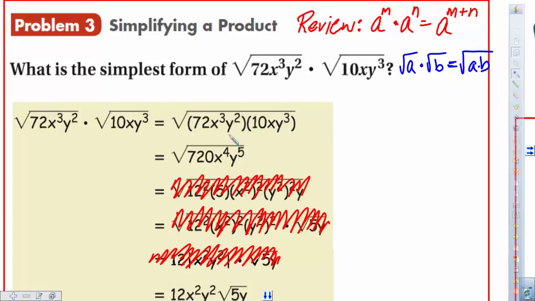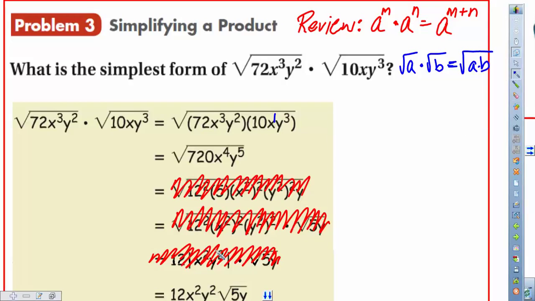Now, the reason why they end up with x to the fourth and y to the fifth is because of that review property that you see right there in red, right? Remember, when you have the same base, you can take the two exponents and add those together. What's going on right there when you have x to the third times x to the first? It really is x times x times x times x, which is another way of saying x to the fourth right there. And the same thing happens with those y's, right? 2 y's multiplied together times 3 y's multiplied together gives you a total of 5 y's being multiplied together.